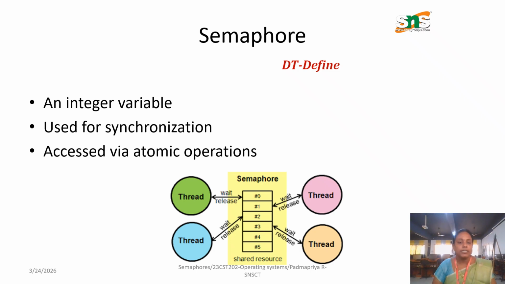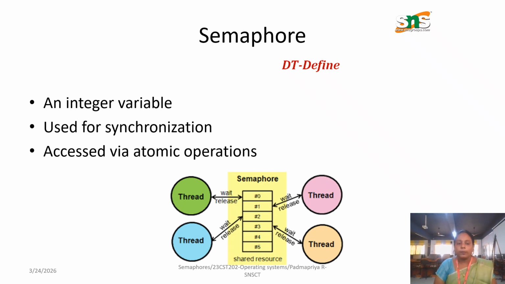A semaphore is an integer variable used for synchronization, accessed by atomic operations. It is an integer variable used in a wait and signal manner to access the resource. While a process holds that particular resource, another process should wait for it. Once the process completes its work with the resource, it releases that resource for another process to use. This is wait and release.